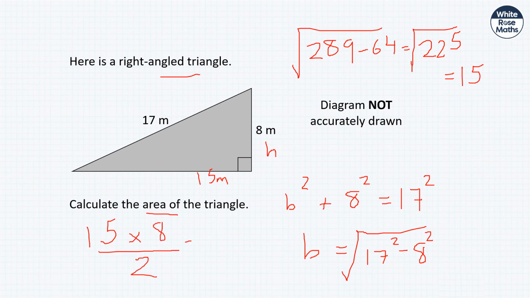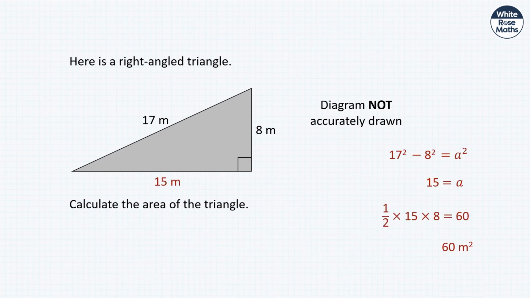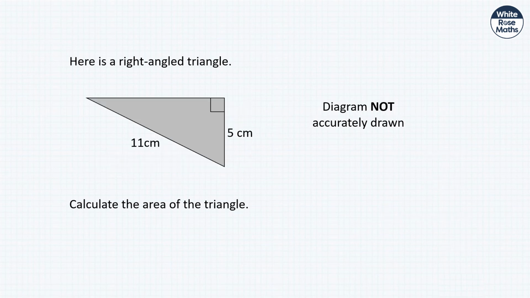Make this a bit easier for me. Divide top and bottom by 2. That goes to 1. That goes to 4. 15 times 4 is going to be 60. 60 over 1 is going to be 60, guys. So the area is 60 meters squared. That's the area of the triangle. Hopefully that makes sense.